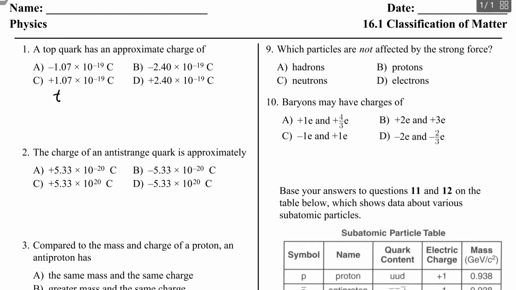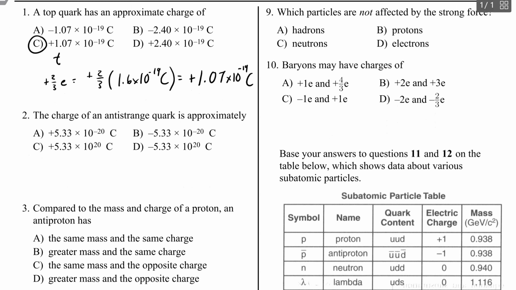So for a top quark, the charge is positive 2/3 E, which is equivalent to positive 2/3 times 1.6 times 10 to the negative 19 coulombs, and then that will give us a charge of positive 1.06 repeating, so positive 1.07 times 10 to the negative 19 coulombs, which is choice C.